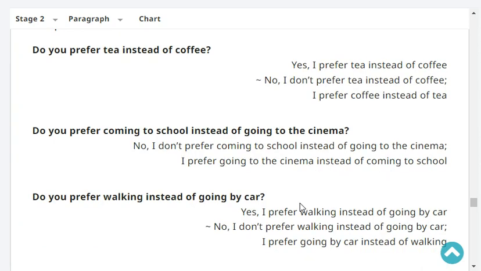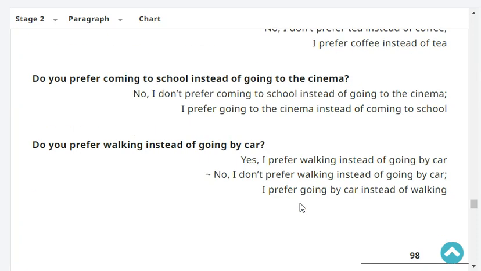Do you prefer coming to school instead of going to the cinema? No, I don't prefer coming to school instead of going to the cinema. I prefer going to the cinema instead of coming to school. Okay, do you prefer walking instead of going by car?